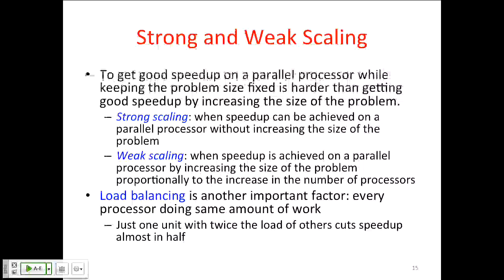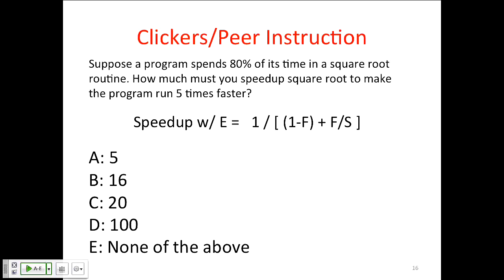Okay, so clicker time, just to hammer home Amdahl's law. Basically, a program spends 80% of its time in a square root routine. How much must you speed up square root to make the program run 5 times faster?